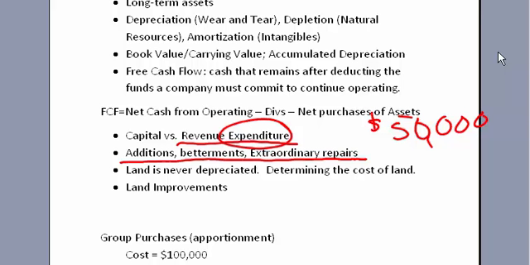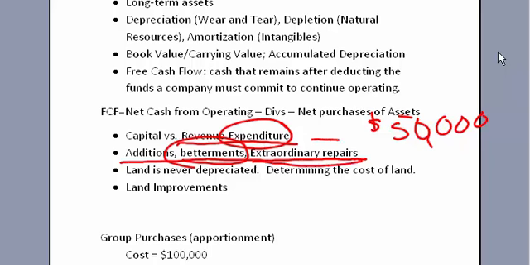The next concept is additions, betterments, and extraordinary repairs. An addition would be when we add physical size to a building. So we would debit the building account and credit cash or notes payable, however we're going to pay for it. When we add on to that building, we debit the building account for the addition. The addition adds physical size. A betterment does not add physical size, but makes the building more valuable. Probably the easiest or best example is when you add an elevator. It doesn't increase the size of your building, but your building is more valuable because it's there.